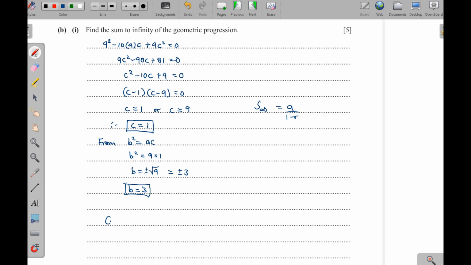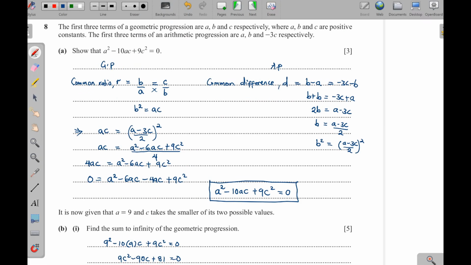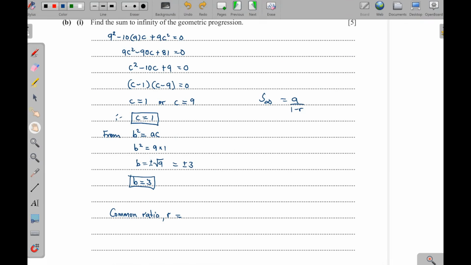Now, the common ratio. So this implies that our common ratio R, remember, it is either B over A or C over B. So B over A is what I'm going to take. My B is 3, out of the A, which is 9. And then this one will become a third.